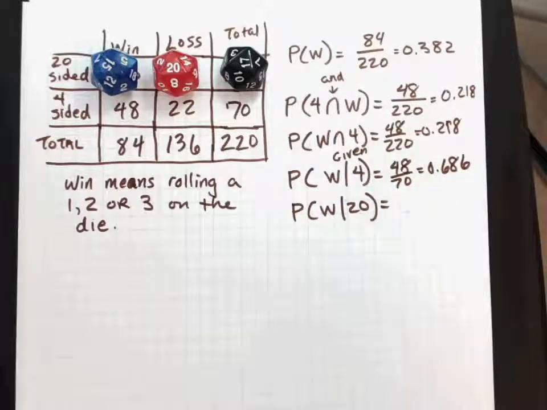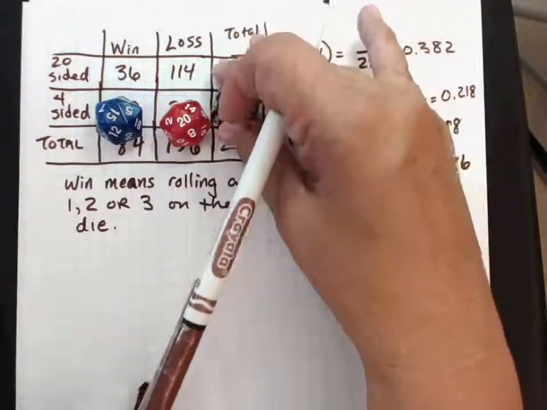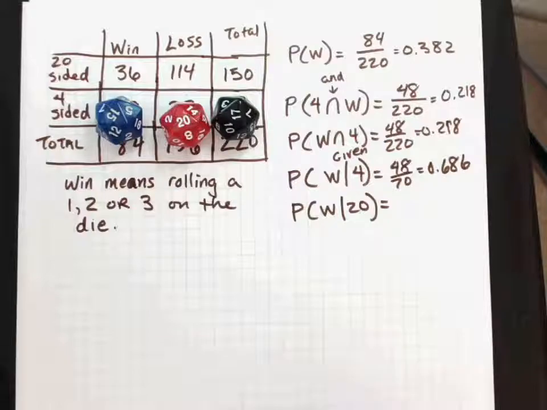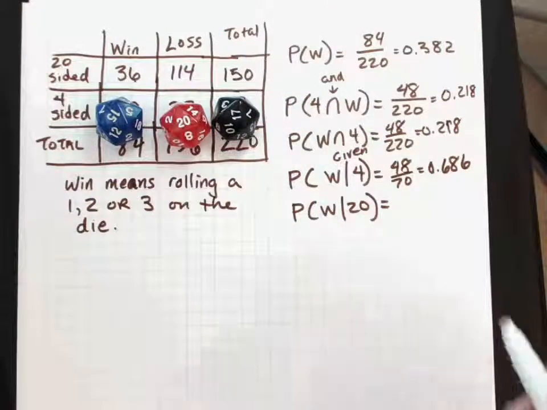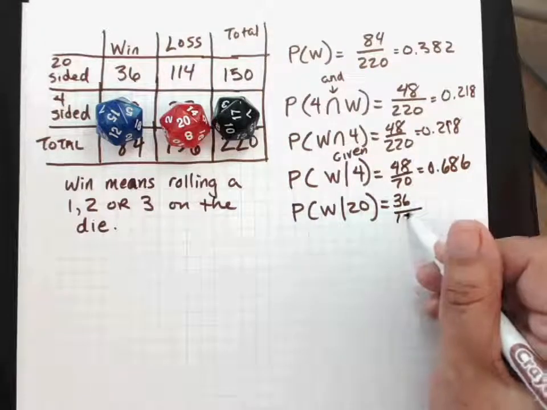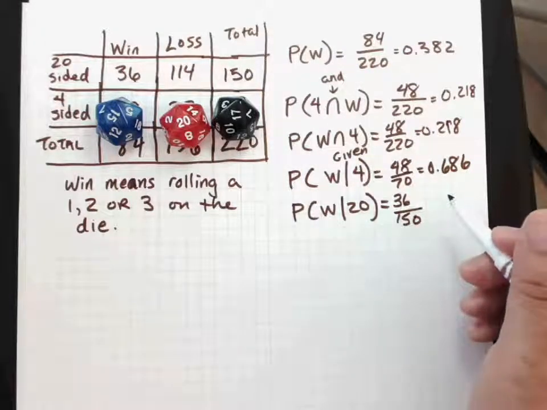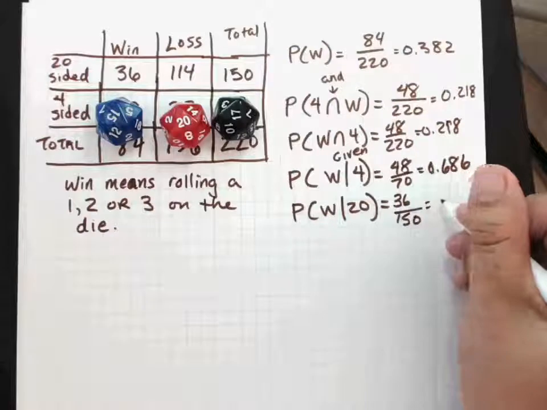All right. The probability of winning given that I rolled a 20-sided die, so I'm looking only at these, would be 36 out of 150, which would be, let's see, 36 divided by 150, 0.240.